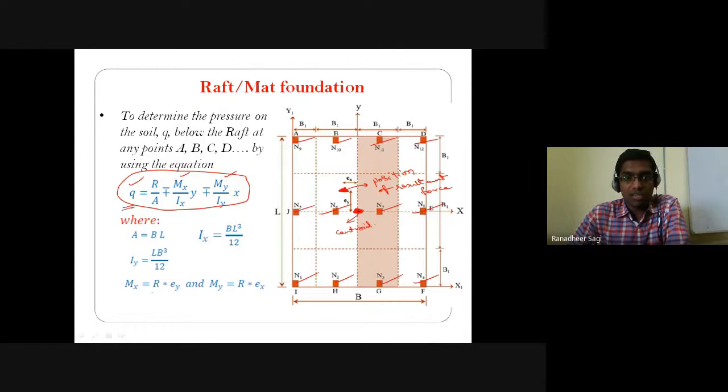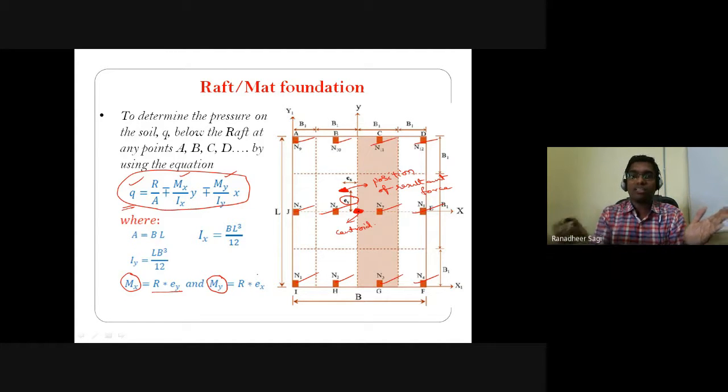Mx is nothing but the resultant force into the corresponding eccentricity for generating the moment about x-axis. Moment about x-axis, in the sense, the perpendicular distance is the distance in the y direction. That distance we call Ey, eccentricity in the y direction. So while calculating moment about x-axis, it's resultant force into Ey. While calculating moment about y-axis, it's resultant force into eccentricity in the x direction, because the distance in the x direction is the perpendicular distance when calculating the moment about your y-axis.